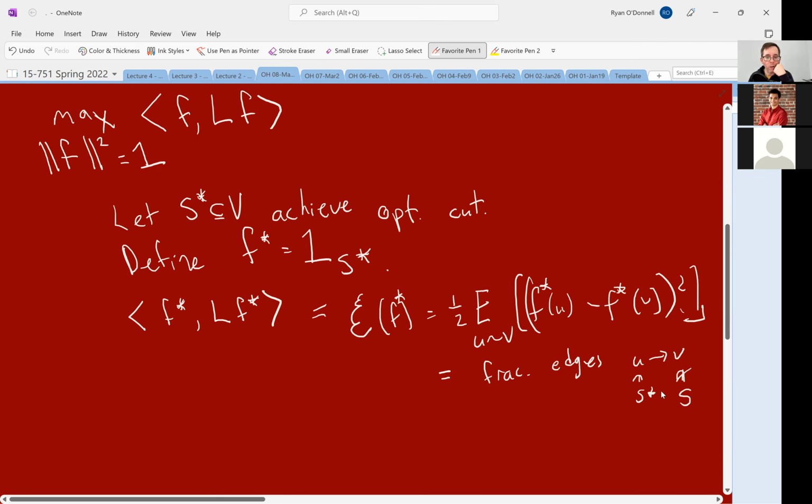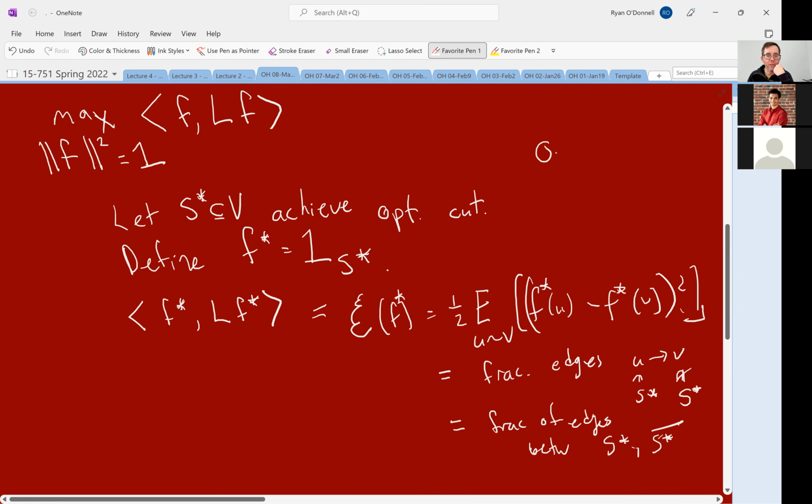So how does this relate to the fraction of edges that are cut by S? The fraction of edges that go from S star to not S star, and from not S star to S star. It's twice that. So the fraction of edges between S star and its complement. So this is definitely true, possibly up to a factor of 2. Let's just figure it out.